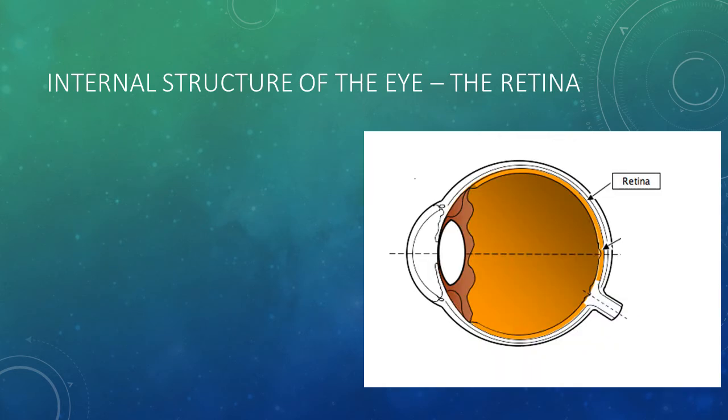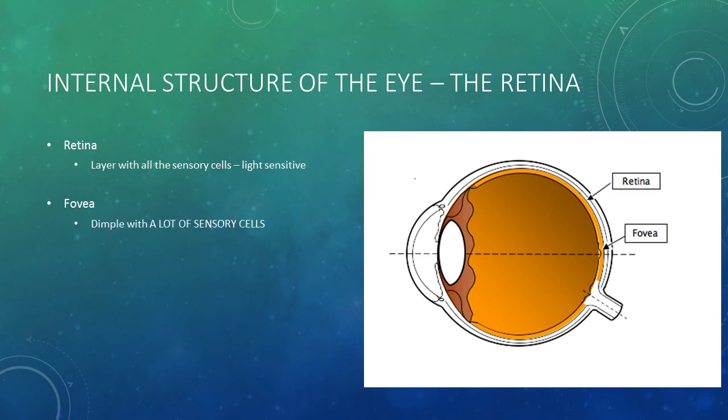So once again, we're going to look at the retina, the inner yellow layer, because it's special. It has a few special spots. The first one being the fovea. You see this little dimple on the side? This is what we call the fovea. It's special because it has a high concentration of sensory cells. So the light we want to see.